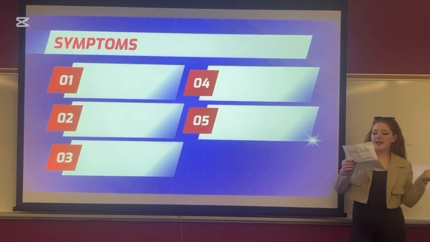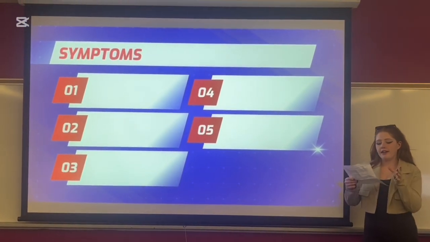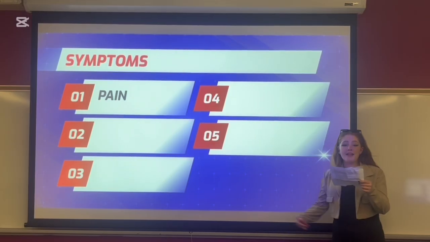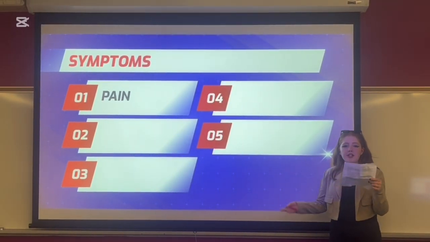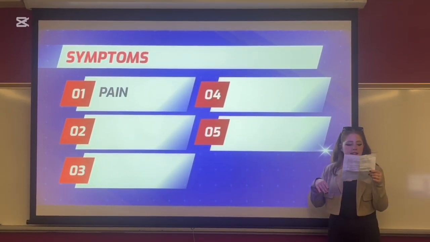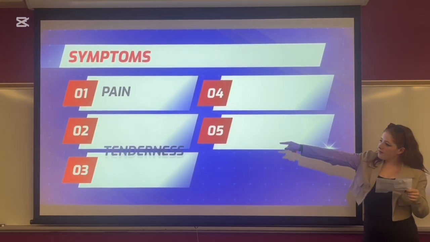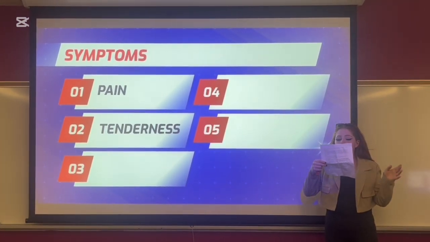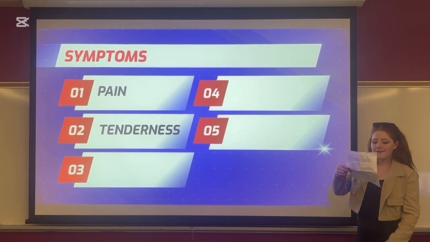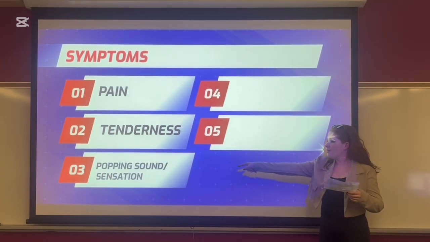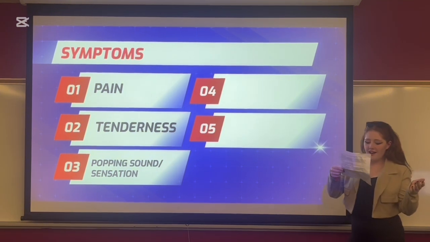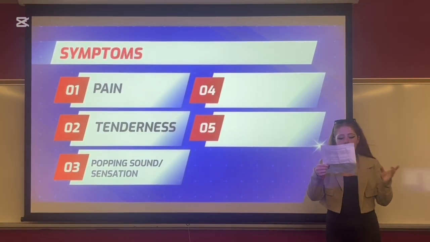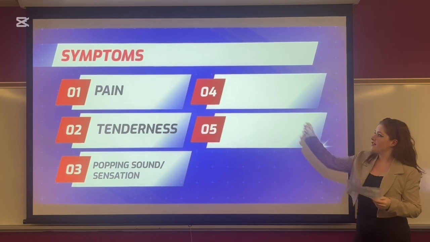The symptoms of an ankle sprain vary depending on the severity, but first we have pain. Immediate pain around the ankle, especially near the injured ligament. Then we have tenderness. The ankle may swell due to inflammation and fluid buildup. Then we have a popping sound or sensation. Some people hear or feel a pop at the time of the injury, especially with severe sprains.